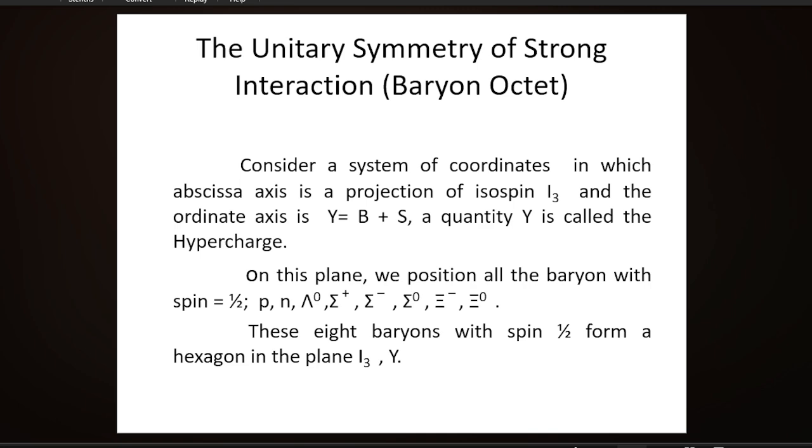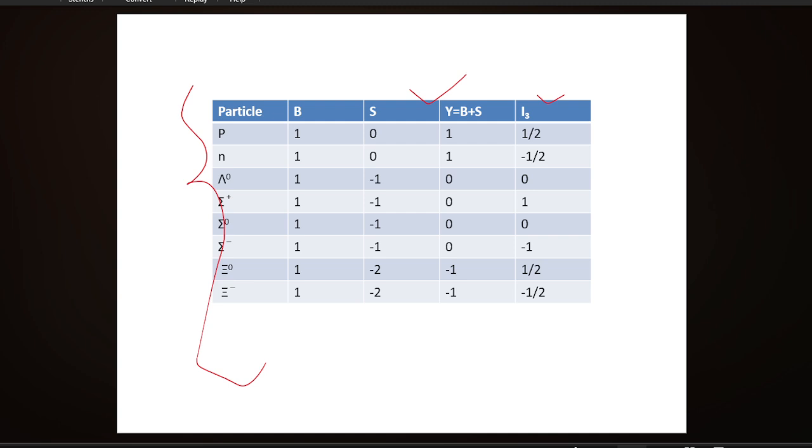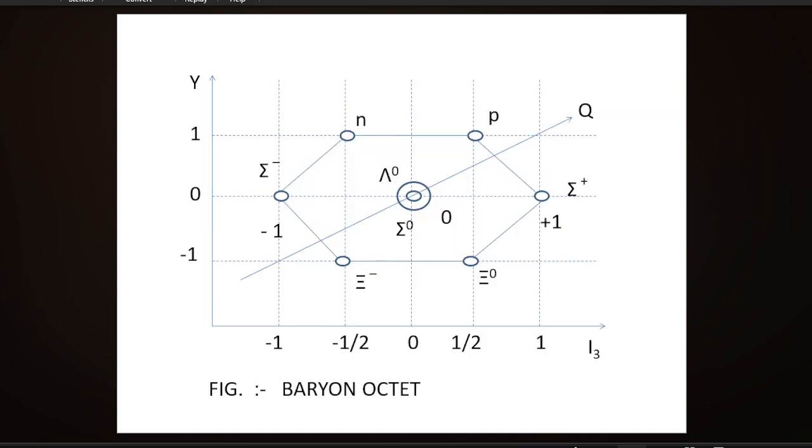On this plane, we position all the baryons with spin half. That is proton, neutron, lambda, sigma, xi. These 8 baryons with spin half form a hexagon in the I3-Y plane. These are those 8 particles. That's why we call it an octet.